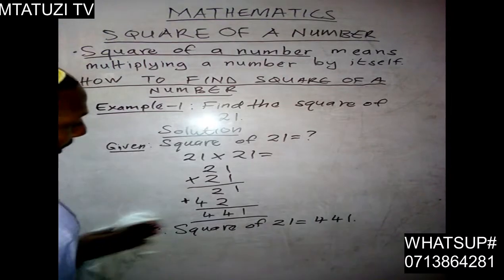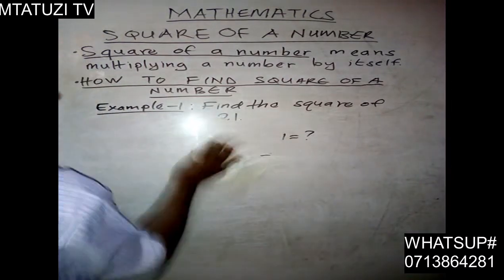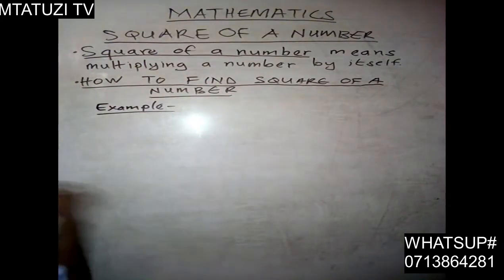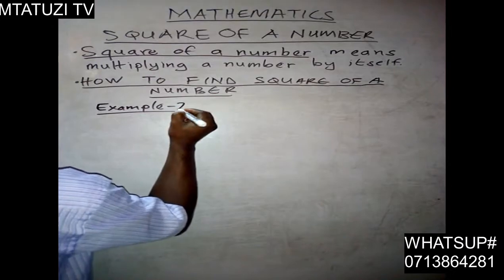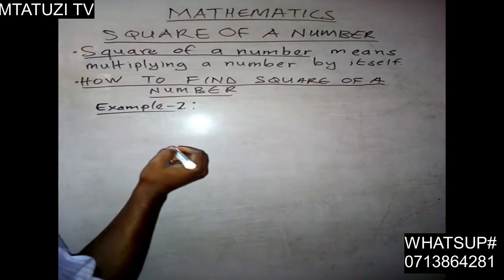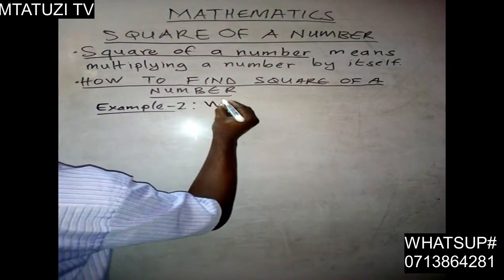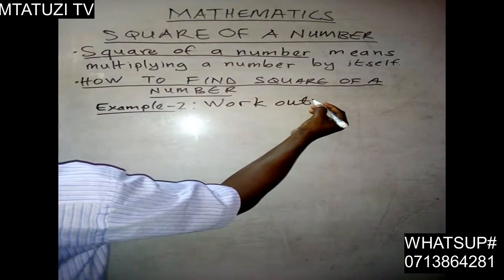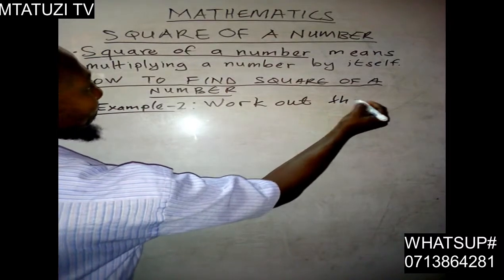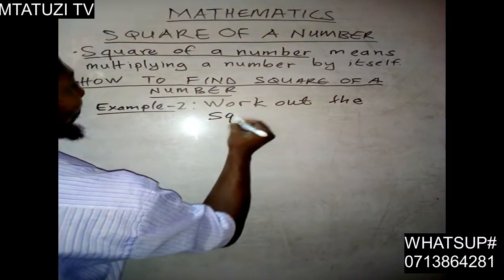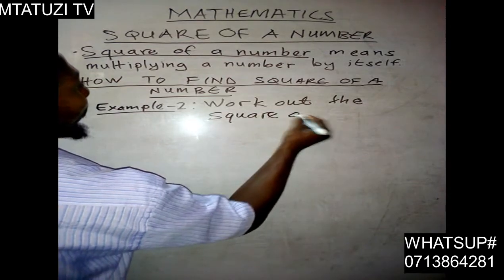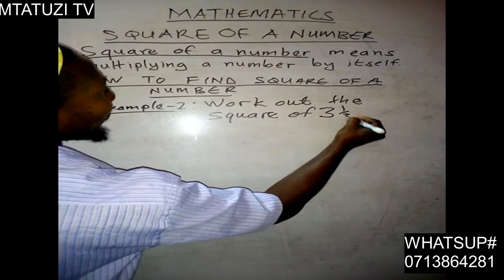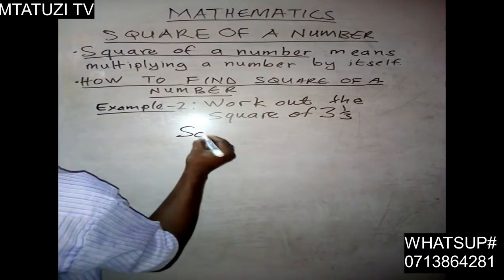Let us go to the second example. Second example here: work out the square of 3 and 1/3. Solution.